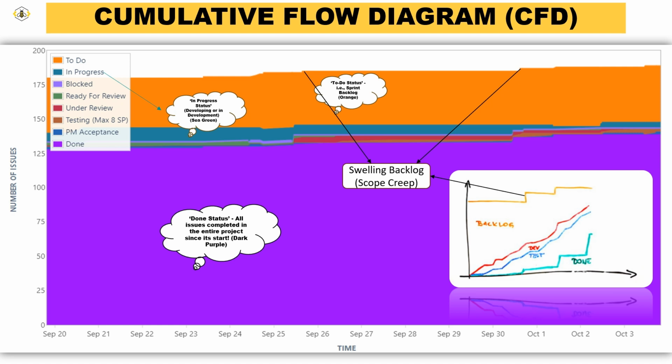What is the solution here? Discuss these new items with your product owner and prioritize. Move non-critical items back to the backlog for future sprints to maintain focus and keep your current sprint under control. It is also important to monitor throughput for maintaining delivery pace.